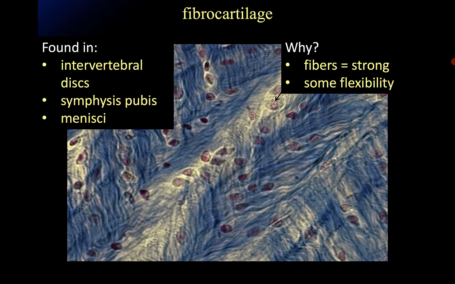Our intervertebral discs, this forms the outside of this, we call it an annulus fibrosus. There's also kind of a gooey nucleus pulposus in the center of our intervertebral discs. And then in our symphysis pubis. These two are both joints where we find this.